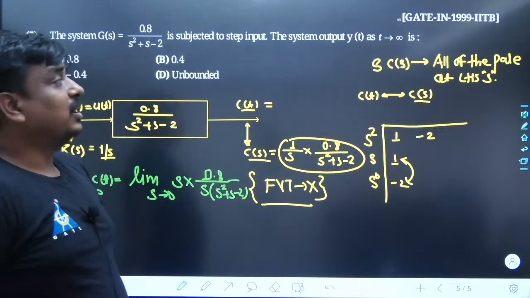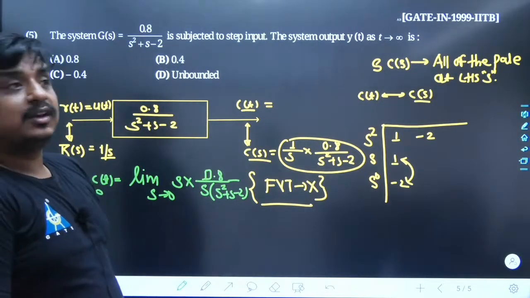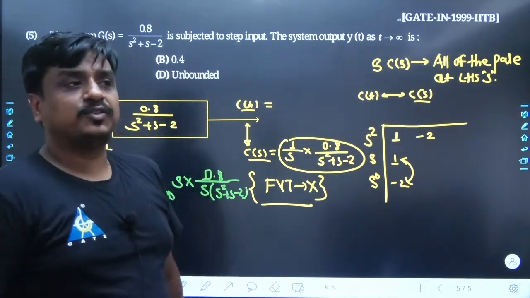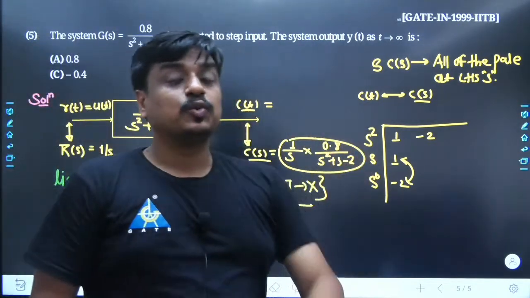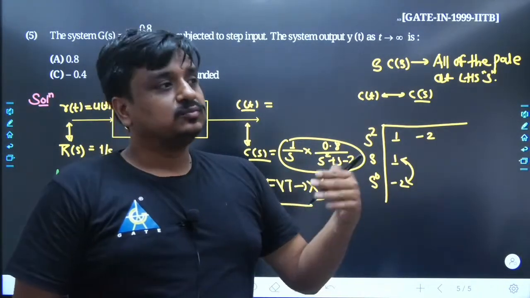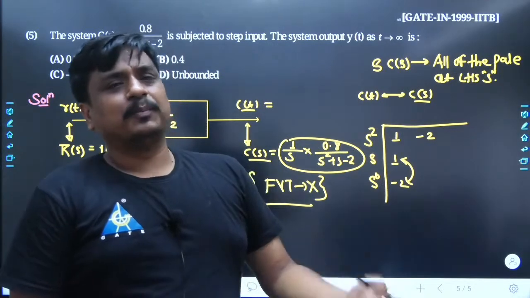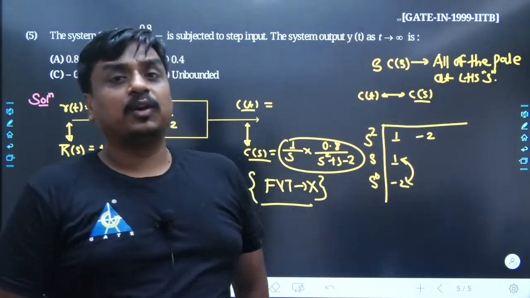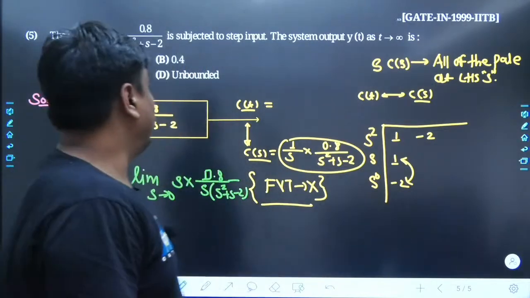What does that mean? That means it is an unbounded signal, and as it is an unbounded signal, one thing is quite sure: it does not converge to a finite predefined value. The steady state value would go towards plus infinity, might be minus infinity, or it might keep shooting up and down, but its steady state value is not possible.